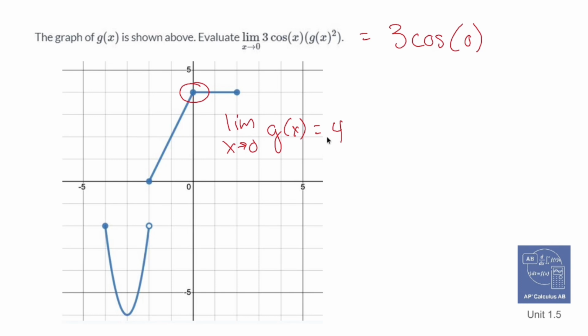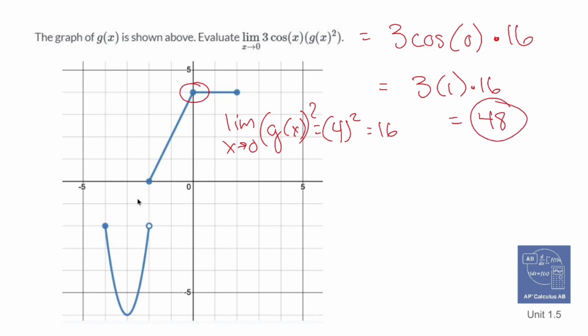If I were to take that and square it, I would get 16. So I'm going to multiply that guy to 16. Cosine 0 is 1. So I get 3 times 1 times 16. Ooh, 3 times 16. Which is going to be 50, nope, 48. Ooh, that was a close one. Yeah, but that's what I get. Kind of a strange problem. Made you think outside the box a little bit.